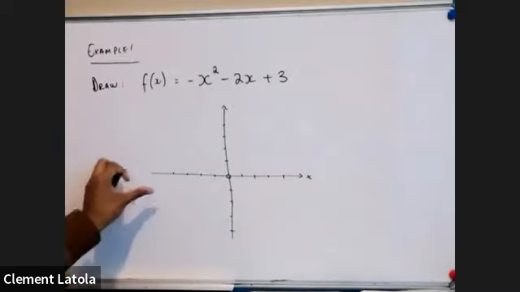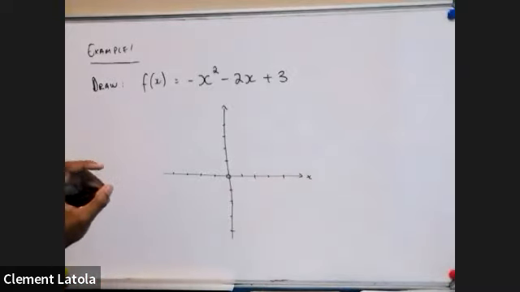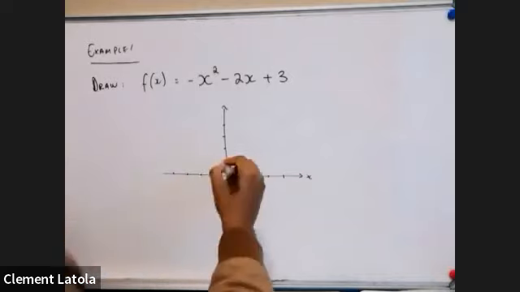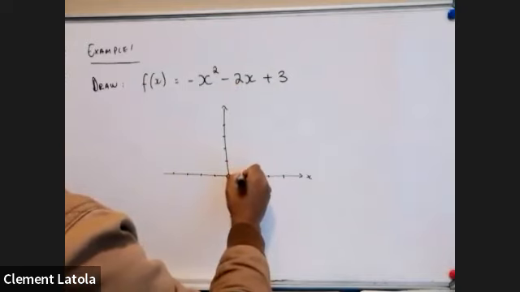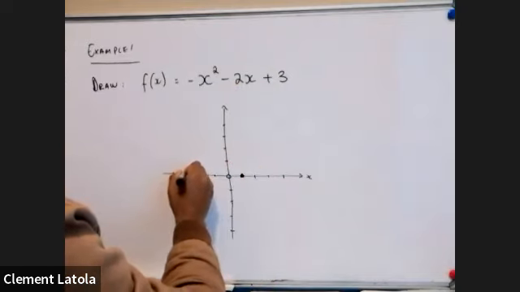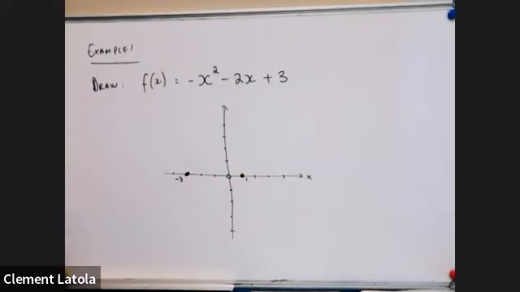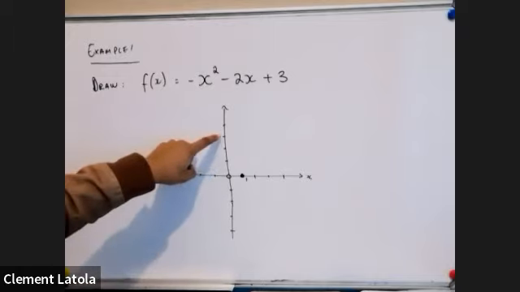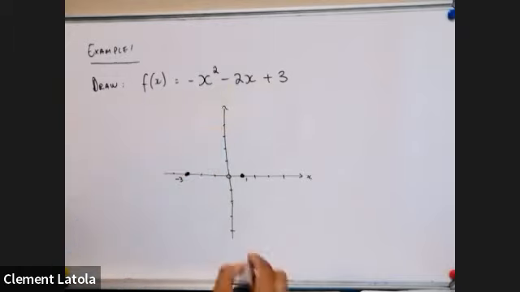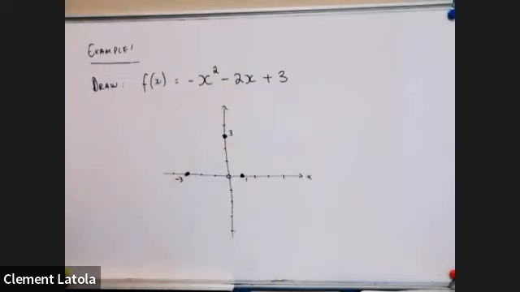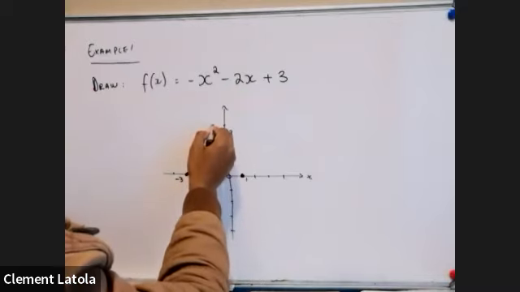Okay, so let's start plotting. Our x-intercepts were +1 and -3. So I'll put a point here by +1 and another point here by -3. And then I'm also going to put a point by +3 on the y-axis, because that's the y-intercept. And then we calculated the turning point at -1 and 4.